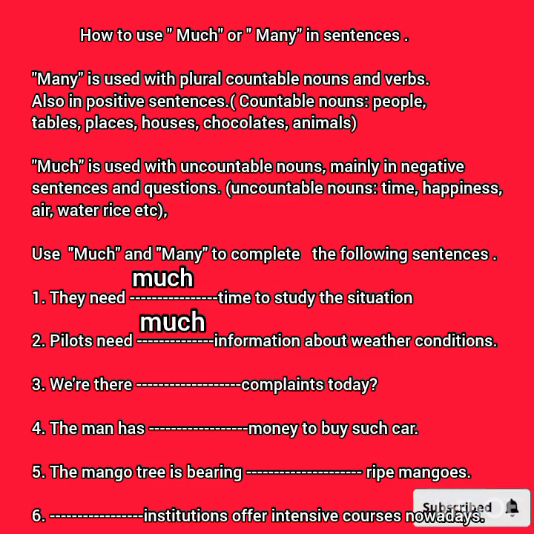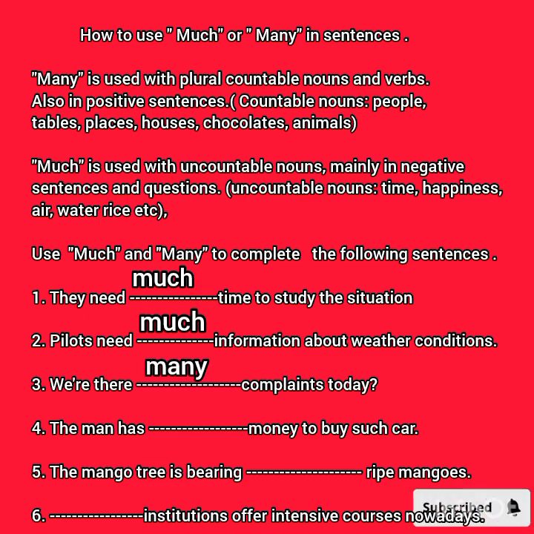Number 3: were there dash complaints today? Now, let's look at the noun there. The only noun in this sentence is complaints, which comes from people. And you know we can count persons. So since we have a countable noun there, the best way to go with that sentence is: were there many complaints today?